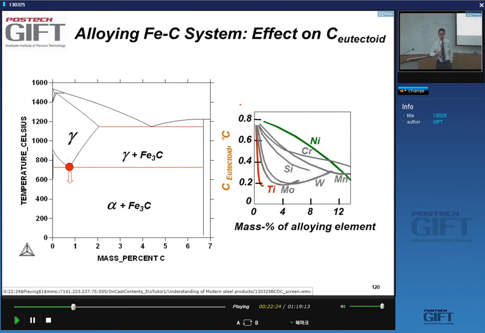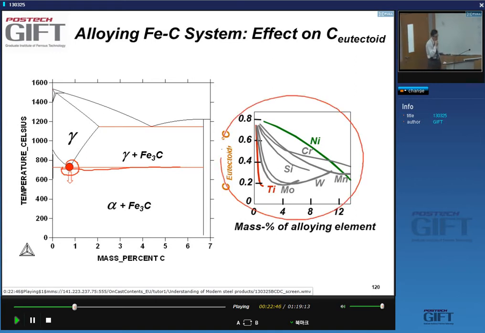So that's a very simple diagram. This diagram is sensitive to the composition. First of all, we know that this eutectoid temperature will change as we alloy. And we see that all the alloying elements cause a reduction of the eutectoid temperature. Also, the carbon content of the eutectoid changes. So this point always moves to the left as we alloy the steel with any element, whether it's an austenite stabilizer or a ferrite stabilizer. We always go to a lower content of carbon to have a fully perlitic microstructure.